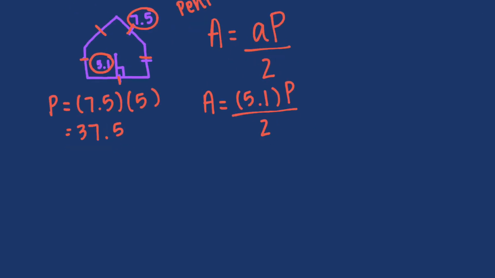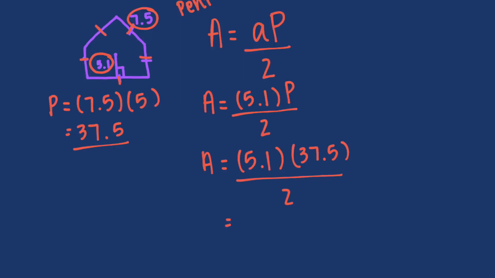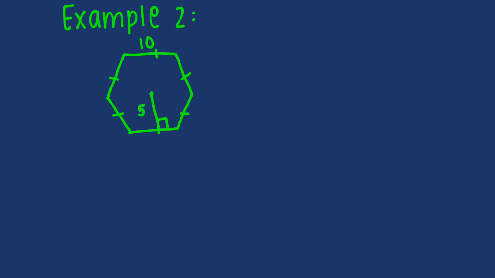So now back to our formula. Our area is equal to, I still have 5.1 times my perimeter is now 37.5, and it's all divided by 2. At this point, you can plug it all into your calculator. When you plug this in, you should get approximately 95.63 for your area of this regular pentagon.